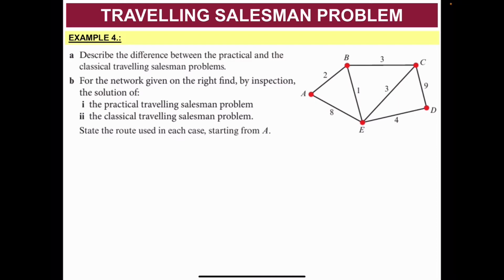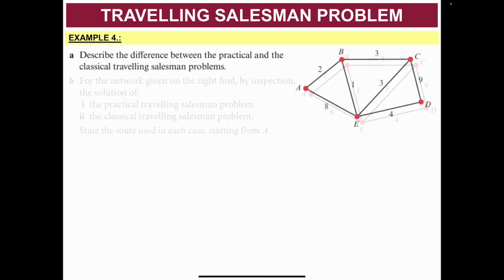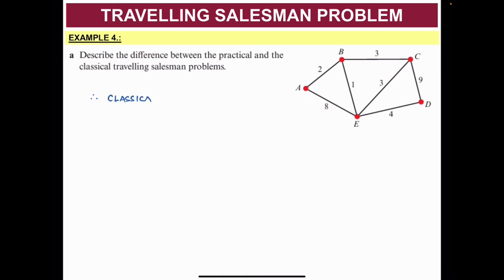In example 4, we need to describe the difference between practical and classical traveling salesman problem. So what that means is you just need to state what the differences are in writing. So it's exactly what we said at the beginning. In the classical, you can just say classical problem, or classical. If this is on paper, on the final exam, then you just write it exactly as the definition told you. That classical means that each vertex must be visited exactly once.